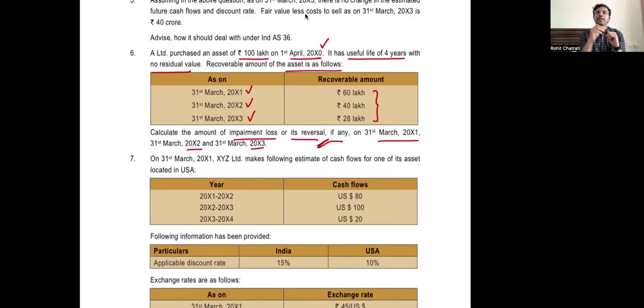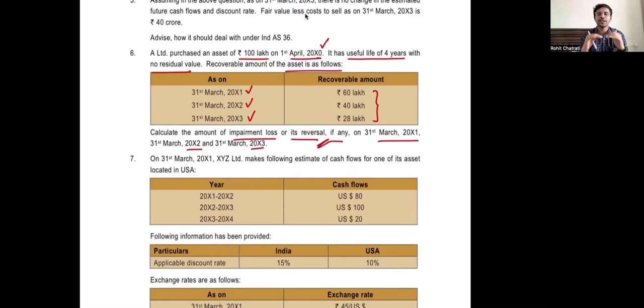But on a subsequent balance sheet date, on the same asset, if the recoverable amount is higher than the carrying amount, then it is said to be a case of impairment loss reversal. Because you recognize an impairment loss at year 1, and on a subsequent balance sheet date, let's say year 2, the recoverable amount is greater than the carrying amount, that is a case of reversal of impairment loss, because the impairment loss that you charged on an earlier date is now getting reversed.